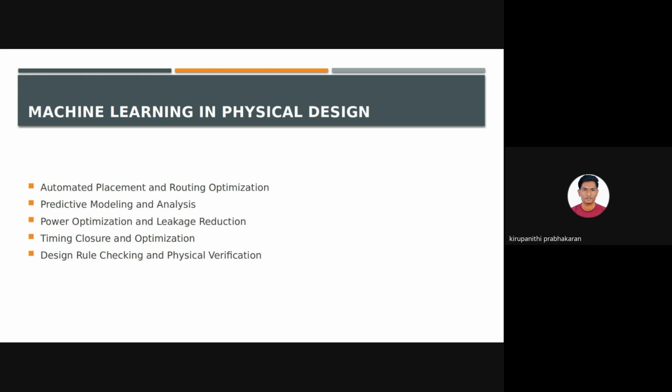The first, automated placement and routing optimization. Placement and routing are crucial steps in physical design where components are positioned and interconnected. ML enhances this by automating and optimizing them for better performance and minimal congestion.